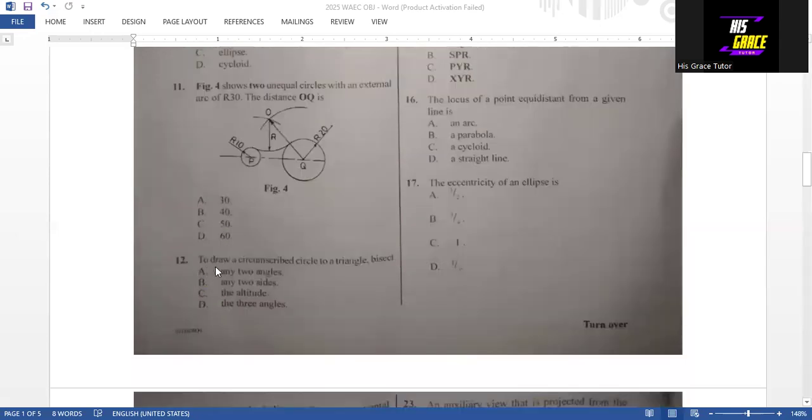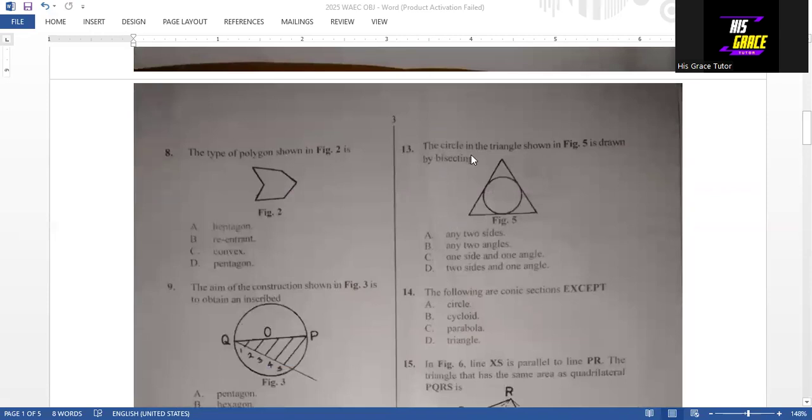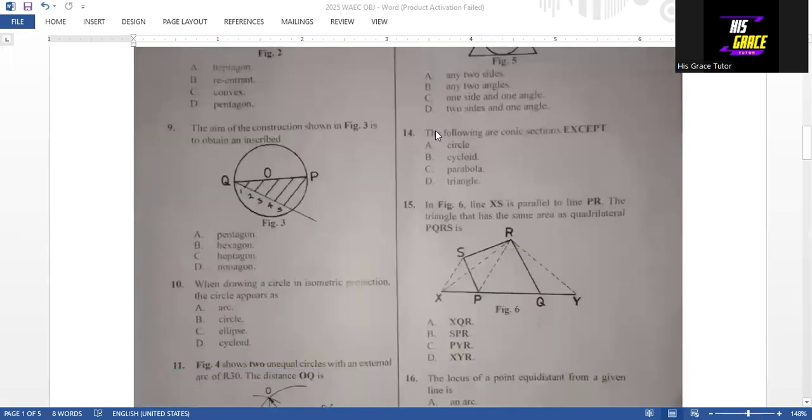Then question 12, to draw a circumscribed circle to a triangle, we have to bisect any 2 sides. So option B is the answer to question 12. Then when we move to question 13 here, the circle in the triangle shown in figure 5 is drawn by bisecting any 2 angles. That is option B is the answer to question 13. Then question 14, the following are conic sections except cycloid. So option B is the answer to question 14.